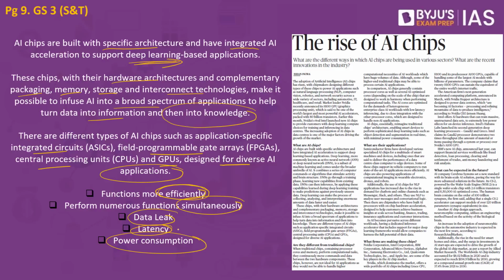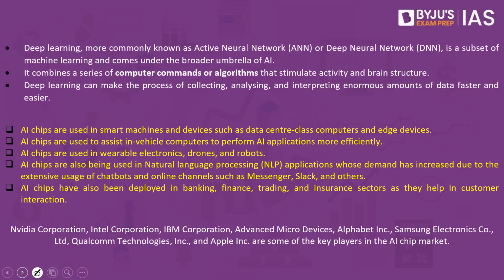This article further makes a mention of deep learning. What is this deep learning? This is more commonly known as active neural networks or deep neural networks, which happens to be a subset of machine learning and comes under the broader umbrella of artificial intelligence. So what do we understand by deep learning? This is where machine learning technique comes into the picture.